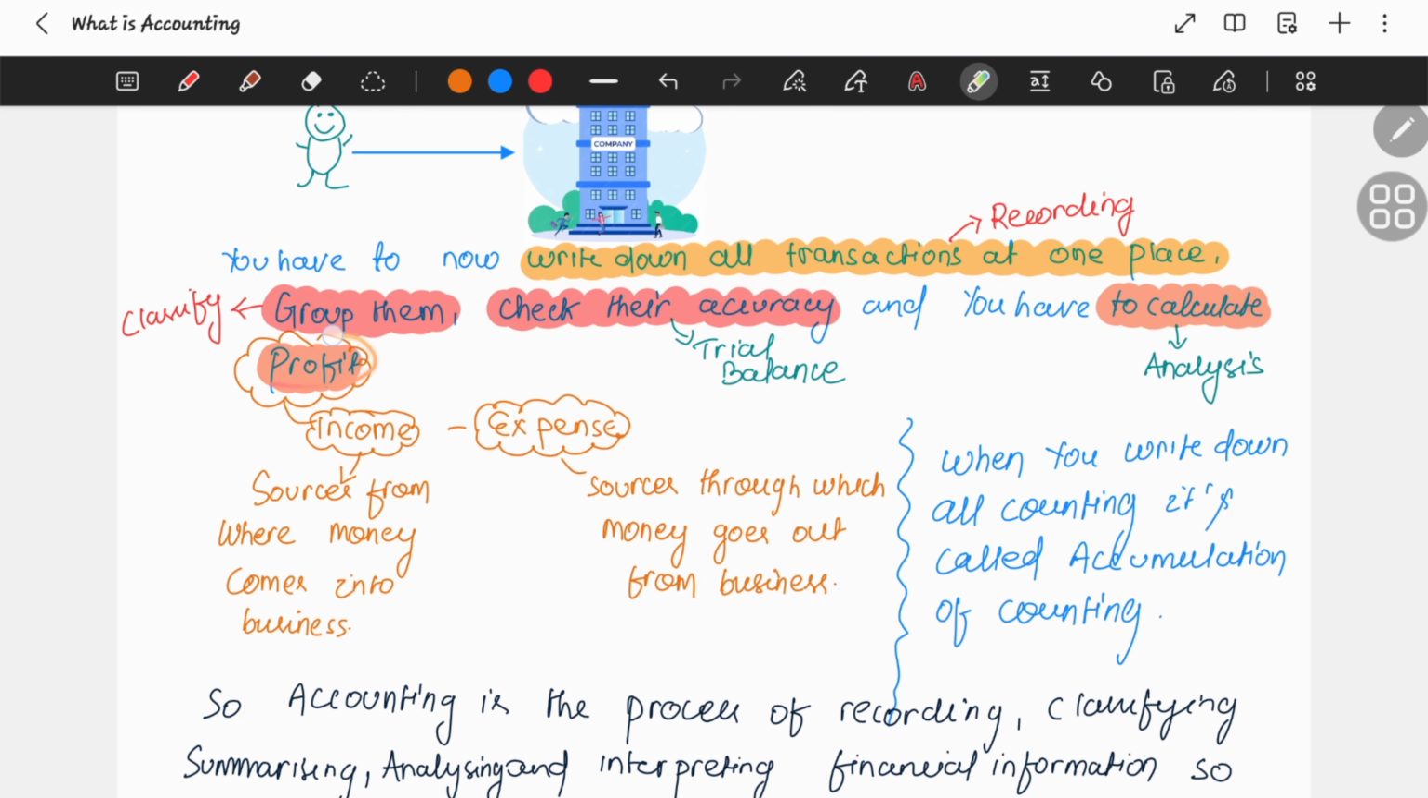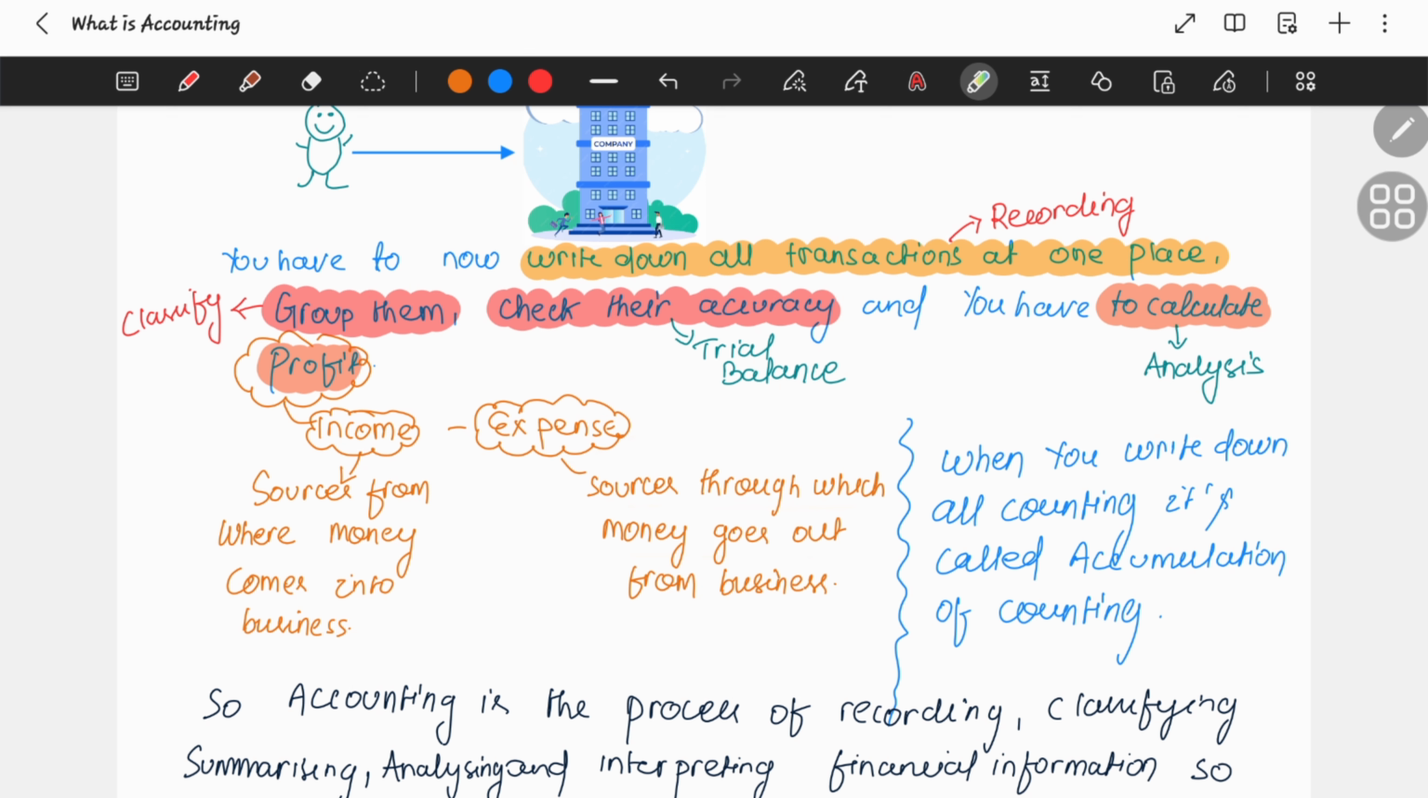So how do we calculate profit? The basic formula of profit from our school days is selling price minus cost price. Selling price means what you get, cost price means what you spend. So here I say that selling price is my income and cost price is my expense. And here income means the sources from where money comes into my business, and sources through which money goes out from the business is known as the expense part.